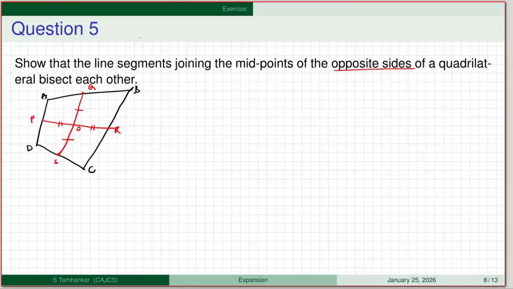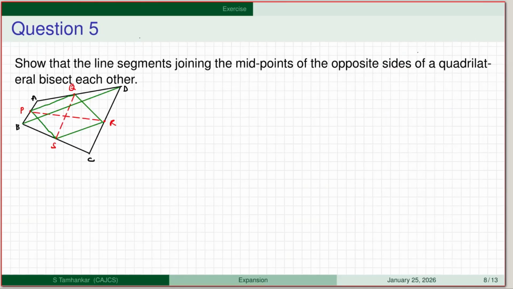Give it a try. Okay, so I've drawn the diagram over here. What I've done is ABCD is a quadrilateral and P, Q, R, S are the midpoints of the sides, and we have to prove, let me write over here, to prove that PR and PQ bisect each other. Okay, so we need to prove that PR and PQ bisect each other.